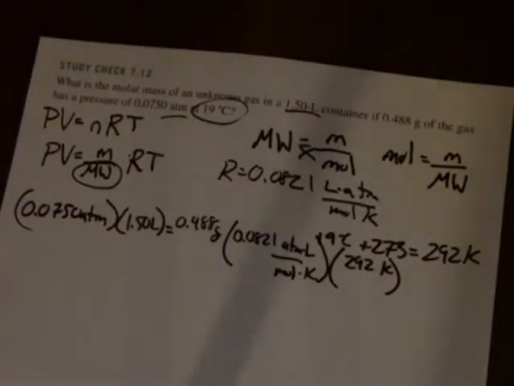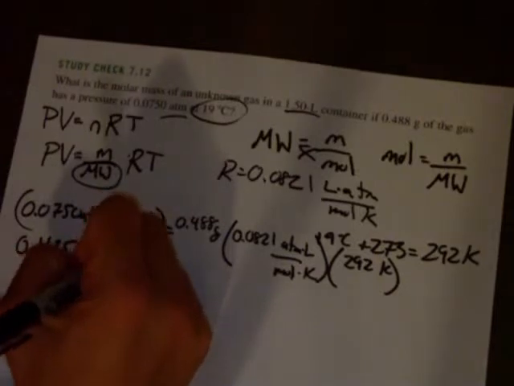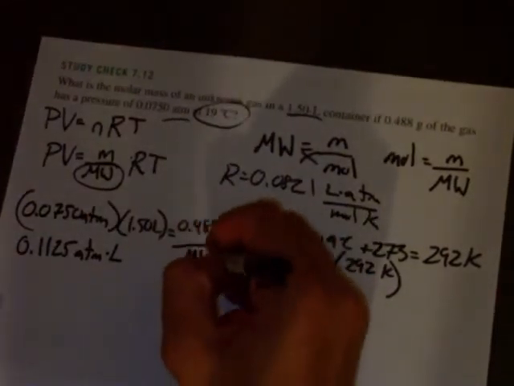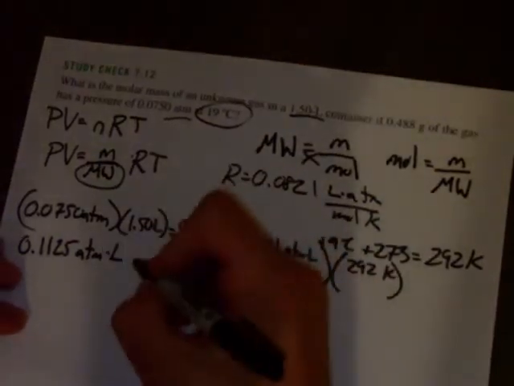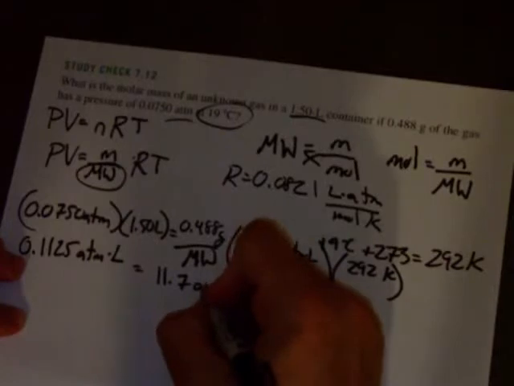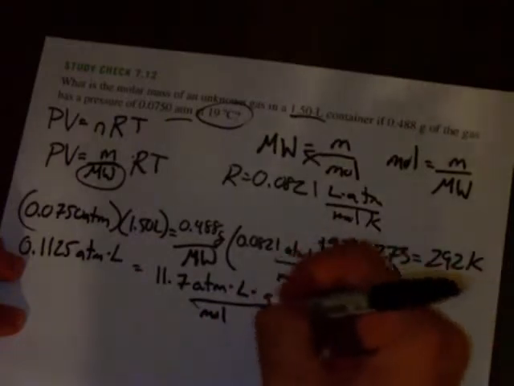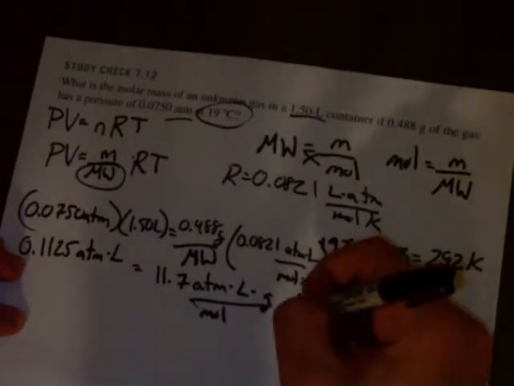So, put this in our calculator. We get 0.1125 atmosphere liter. Oh, forgot the MW. It is equal to 0.488 times 0.0821 times 292, and we get 11.7 atmosphere liter gram per mole, and our Kelvin cancel out, and this is divided by MW.